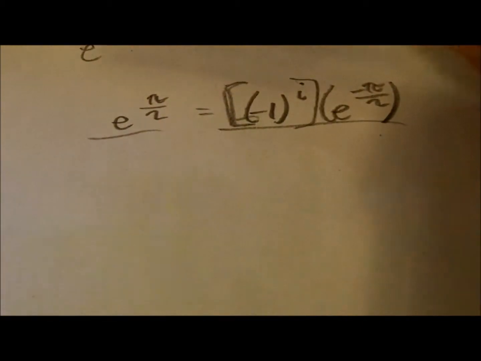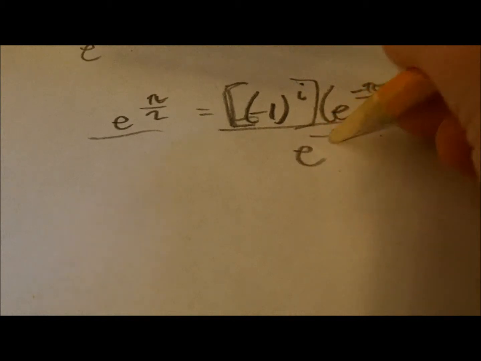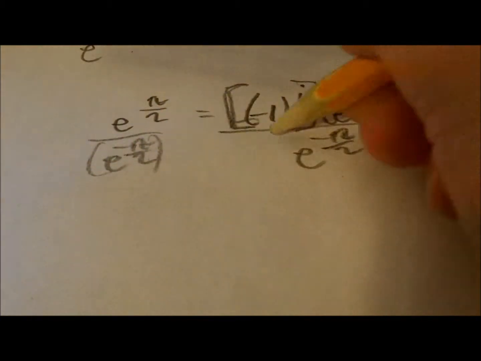Now people often don't think about what the quantity -1 to the i would be equal to. But it actually has a very wonderful, marvelous meaning. And you can probably see where I'm going with this, because we can divide each side by this factor, e to the -pi/2.